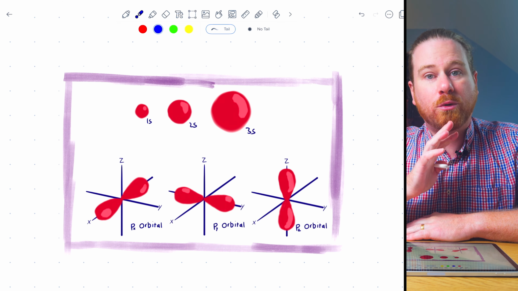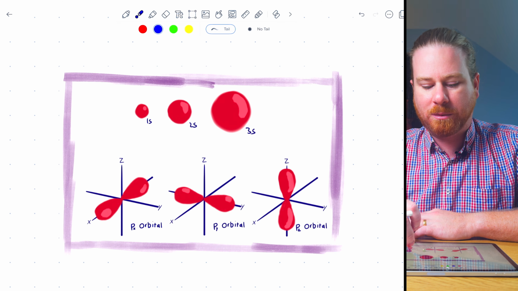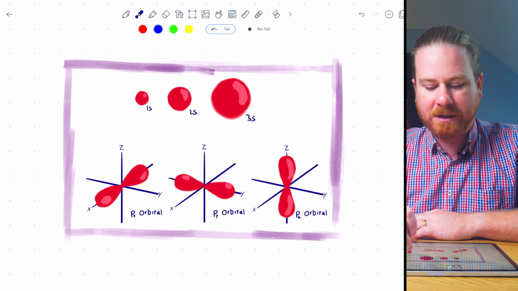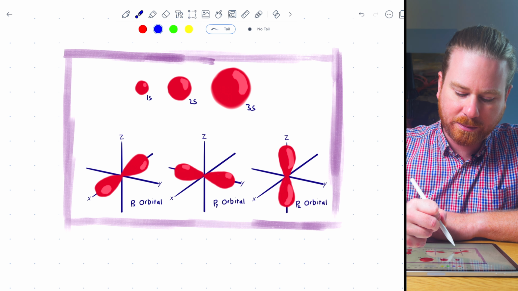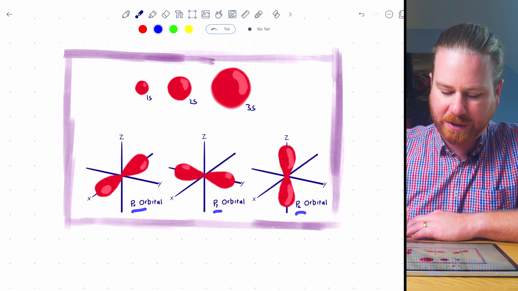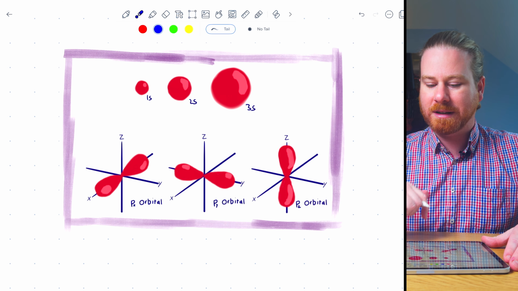Now we have 3p orbitals, so this is really important. We've only got one type of s orbital, so there's only one s orbital. And then for the p orbital, there are 3 different p orbitals: px, py, and pz. This is the shape of the orbital, with 2 lobes. The px orbital is on the x-axis, py is on the y-axis, and pz is on the z-axis.